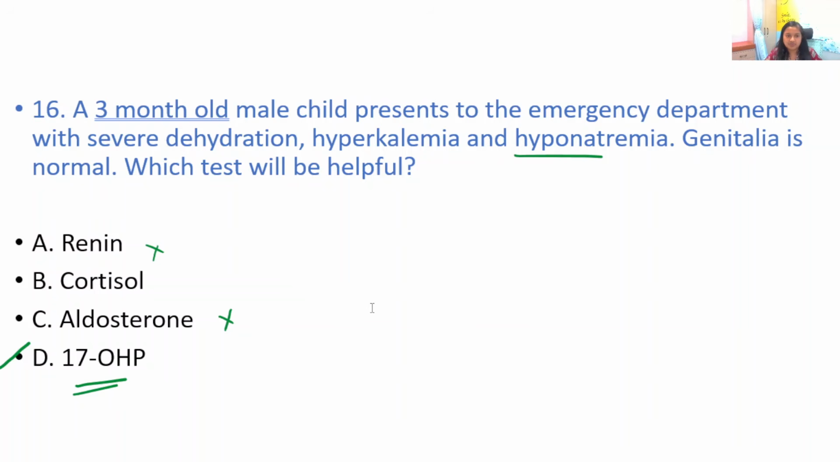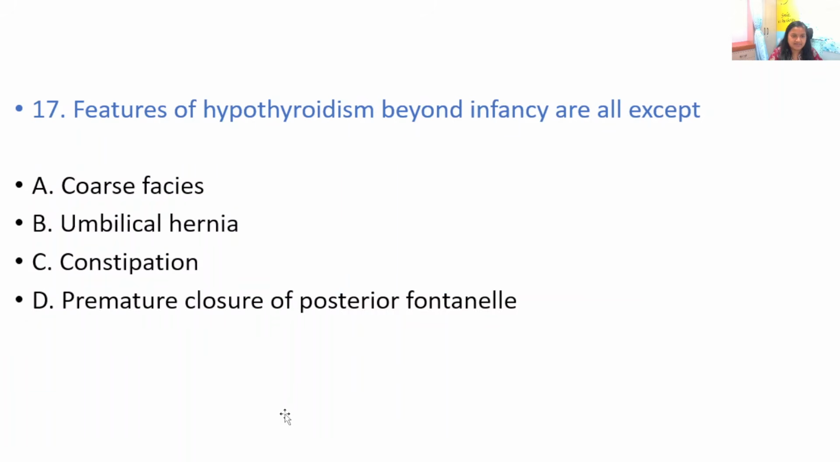Cortisol, again there is no particular clue in this picture that this 3-month-old child should have elevated or reduced levels of cortisol. Your screening test should be 17-OHP to rule out a CAH first, salt losing CAH.